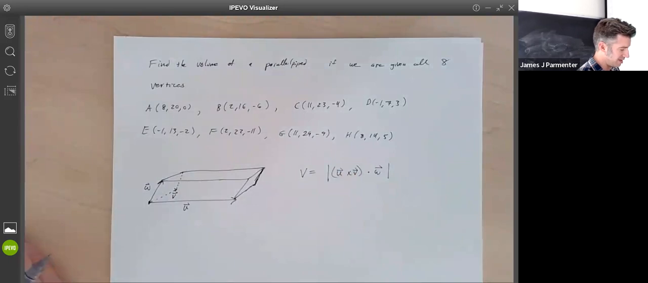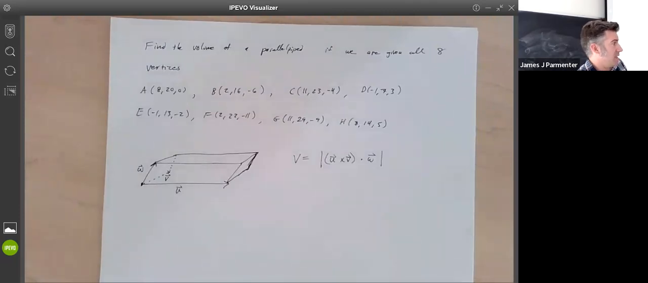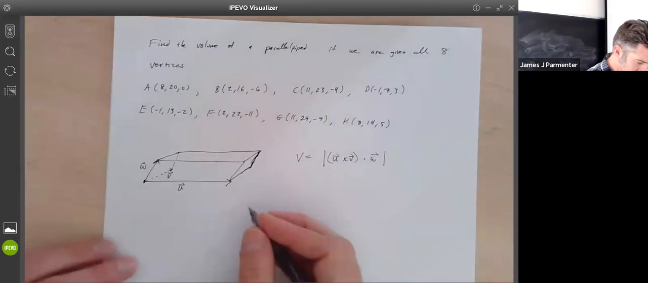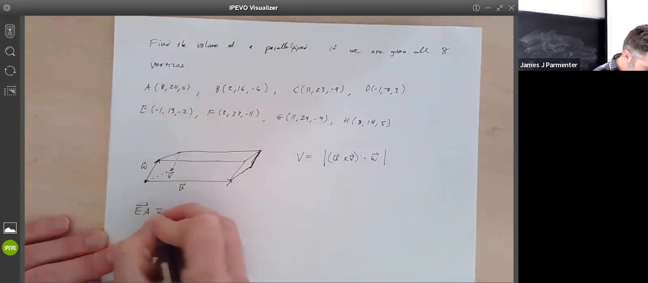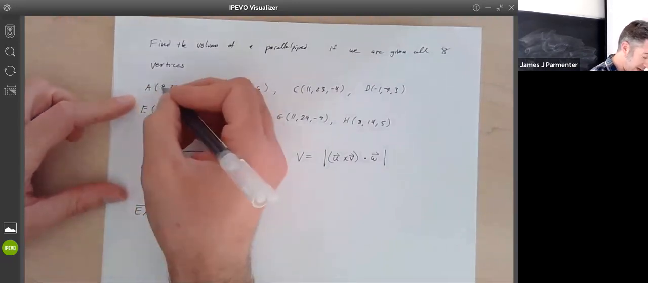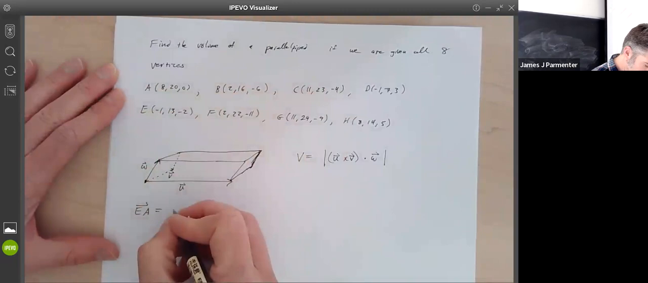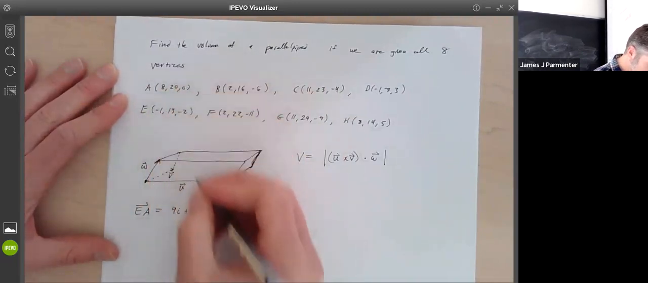So this problem really is just looking for some parallel vectors, and you kind of have to do some guessing and checking. I've done this problem with students before, and there really isn't a good way to just see which ones are which. We really just have to test something. So I'm going to look at A minus E, the vector EA. I'm going to do these ones minus these ones: 8 minus -1, and then 20 minus 13, and then 0 minus -2.